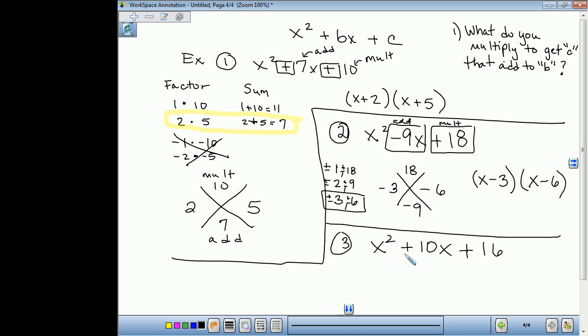Saw some good stuff when I was walking around. Okay, so when we think about this one, we're thinking about all the things that can multiply to give us 16 that we can add to get 10. And I saw you writing out your factors. What are the factors of 16?